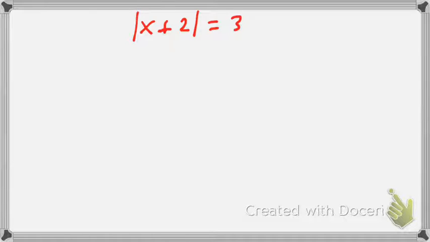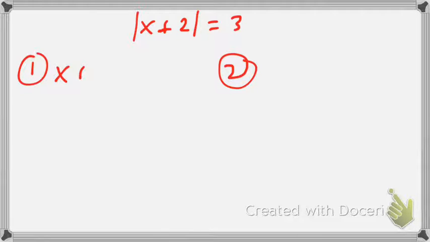Alright, so now once the absolute value is isolated like it is here, write 2 equations. The first is drop the absolute value bars, so get rid of those and write what you see. So you would see x plus 2 equaling 3. And then for the second one, drop the absolute value bars and multiply the right hand side by -1.